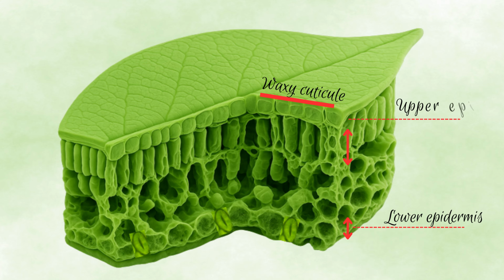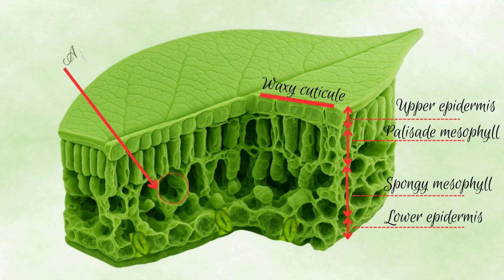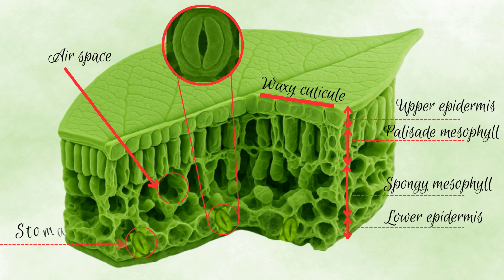The upper epidermis is transparent, allowing sunlight to reach deeper cells. The palisade mesophyll contains many chloroplasts and is the main site of photosynthesis. The spongy mesophyll has air spaces to allow carbon dioxide and oxygen to diffuse. Stomata, controlled by guard cells, open and close to regulate gas exchange.